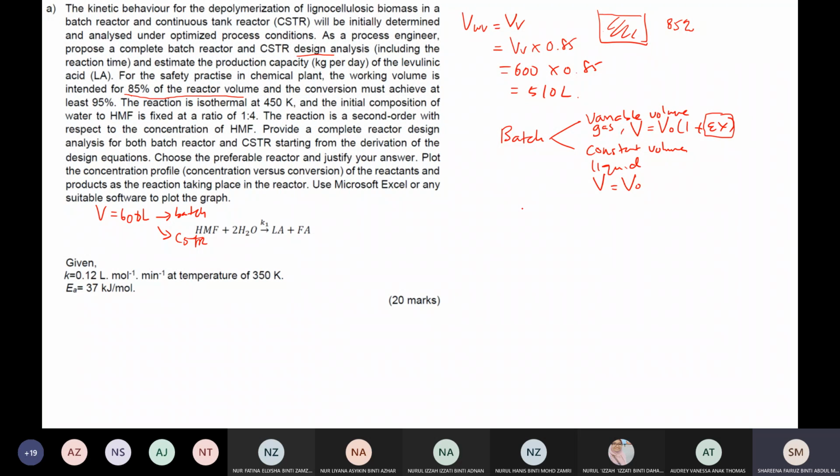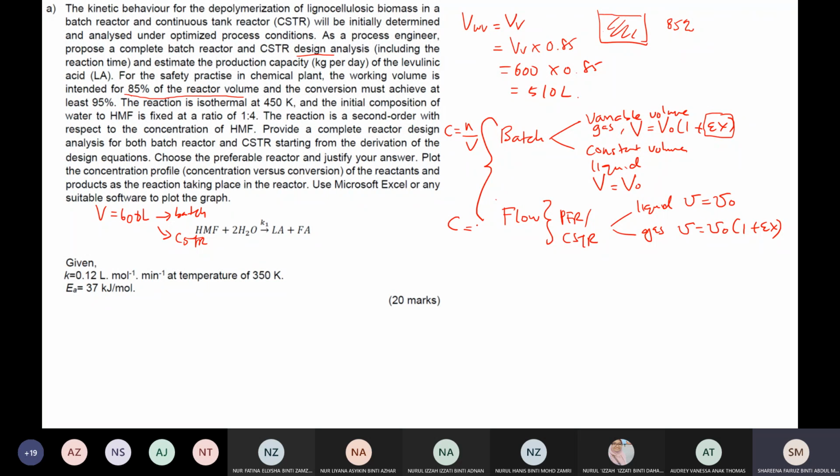Okay, and then we have another one, sama ada dia dalam bentuk flow. Okay, so this flow is in a PFR ataupun CSTR. And let's say if it's in a liquid, liquid memang volumetric flow rate akan sama throughout the time akan sama dengan initial. But for gas, dia akan jadi V is equal to V naught 1 plus epsilon X. So basically benda ni you akan dapat concentration adalah number per volume, dan you akan dapat juga C dalam FA over V. So at the end sebenarnya you buat stoichiometry tu you nak dapatkan concentration saja, tapi dalam ni jangan silap.